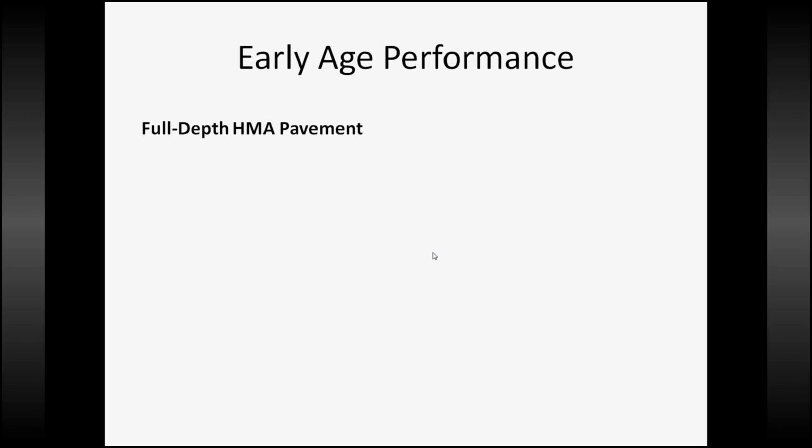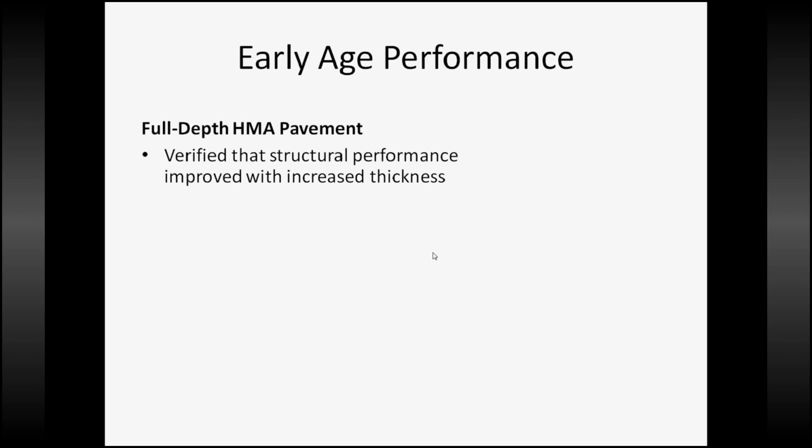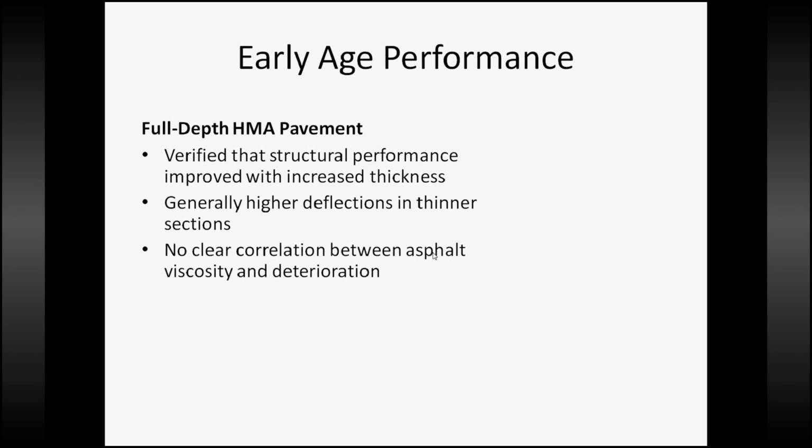So for the full depth HMA pavement, we verified that the structural performance improved with increased thickness. We noted that the only sections that showed any deterioration were the thin sections in Project 3, the 9.5-inch thick sections in Project 3. We also noticed that there were generally higher deflections in thinner sections. We also didn't see any clear correlation between asphalt viscosity and deterioration. Both the sections built with AC10 and AC20 were performing equally.